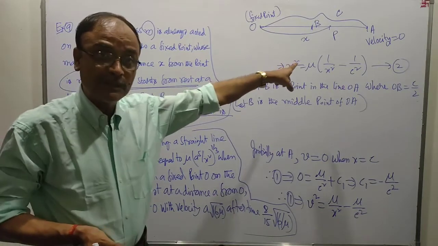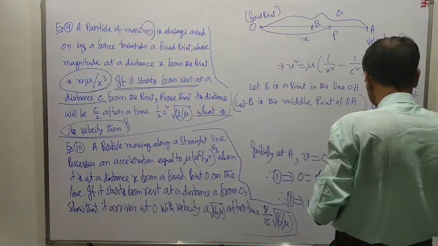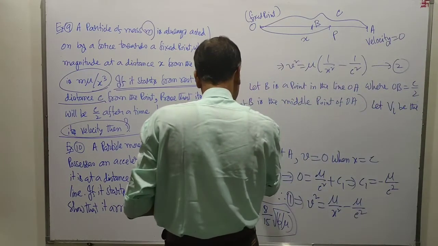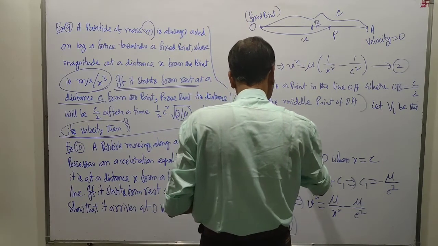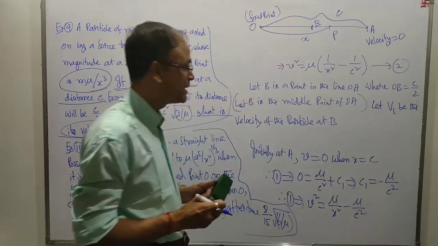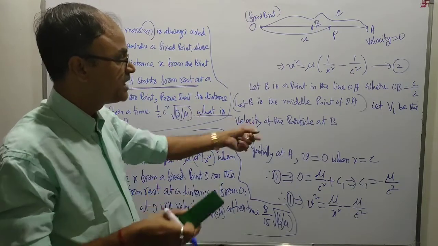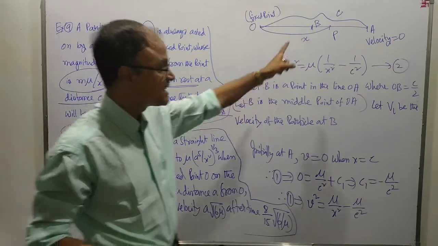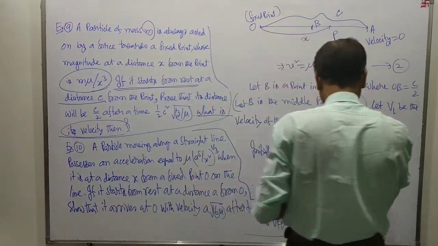Let V1 be the velocity of the particle at B. Now, putting V is equal to V1, x equal to C by 2.